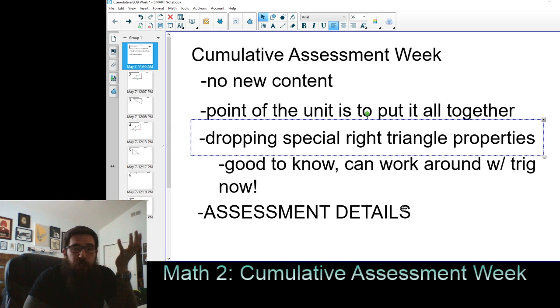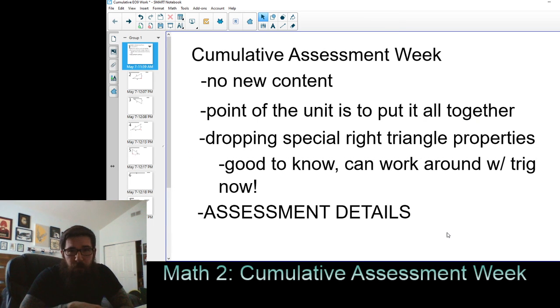To be clear, we're going to drop the special right triangle properties, so that stuff where if it was a 45, 45, 90, the hypotenuse was square root 2 times bigger. They're good to know, but now that you know how to work sine, cosine, and tangent, as well as undo them to find angles, you can get back to that same piece of information without having that portion memorized. Don't forget all that SOHCAHTOA stuff. That's going to come in handy. It's going to come back in a big way in Math 3 for sure.